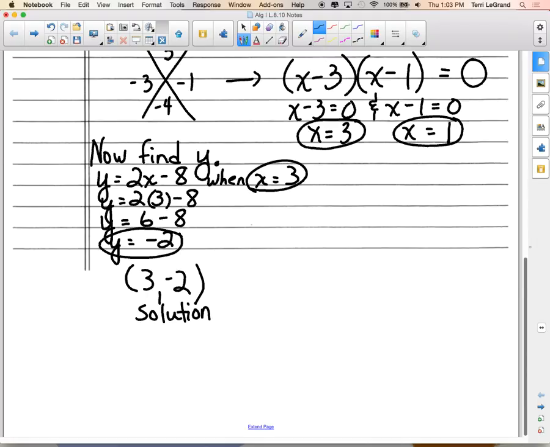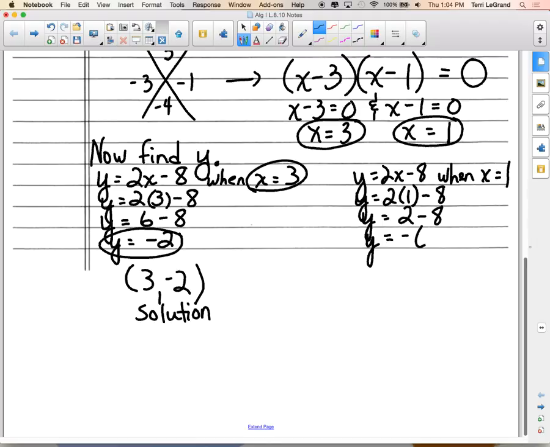And now we will do it when x equals 1. So we'll sub 1 in for our x and evaluate the expression on the right side. And what do we get? y equals -6, which then means we have a y value of -6 with an x value of 1. So (1, -6) is also a solution.